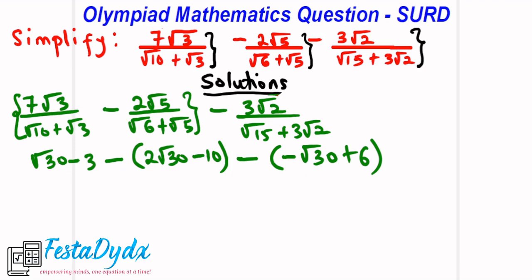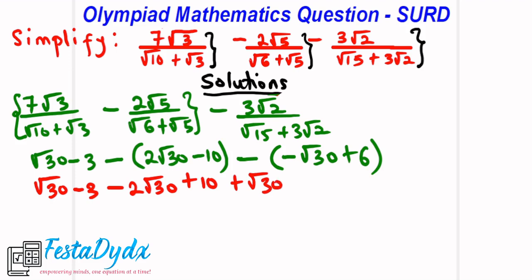So now let's simplify this to get the actual answer. Here we have root 30 minus 3, and here we have minus, bracket means times. So minus times 2 root 30 will give us minus 2 root 30, and then we have minus times minus 10. Minus times minus is plus, so we have plus 10. Then we have minus times minus root 30. Minus times minus is plus, we have plus root 30. And the last one is minus times plus 6. Minus times plus is minus 6.